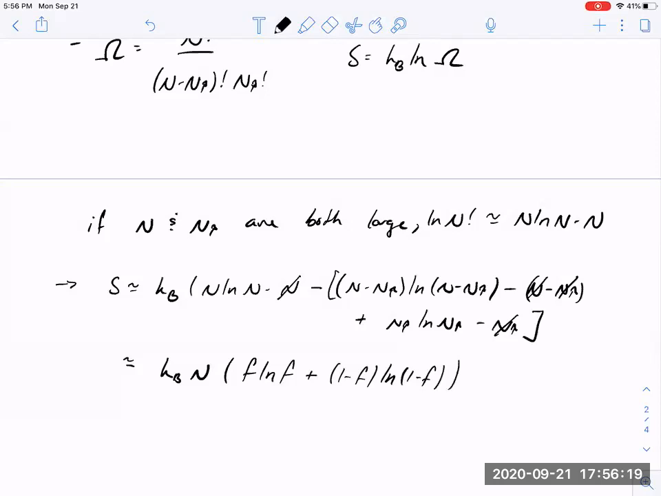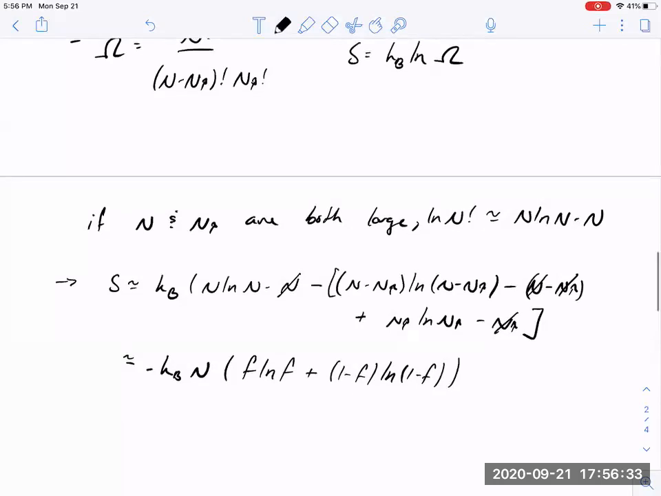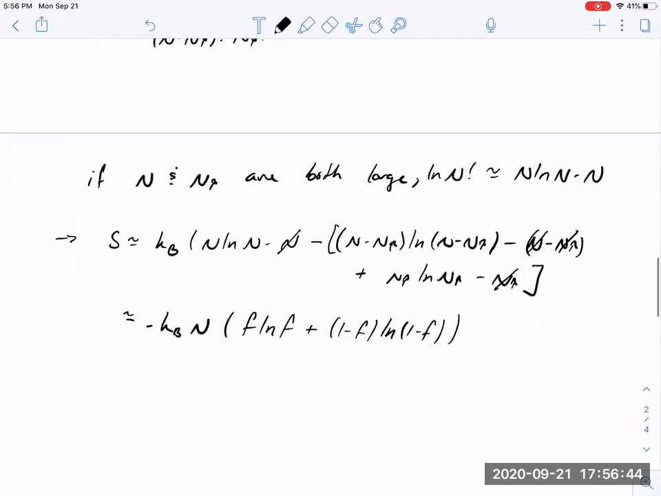Must be something not quite right because f is a number less than 1. If we take a log of something less than 1, we get a negative sign. 1 minus f is also something less than 1, so that should be negative too. We know the entropy as a number of microstates has to be positive. Must be a minus sign out here. All right, so that is the entropy. We can now maximize it with respect to the energy to find the most likely state of the system.